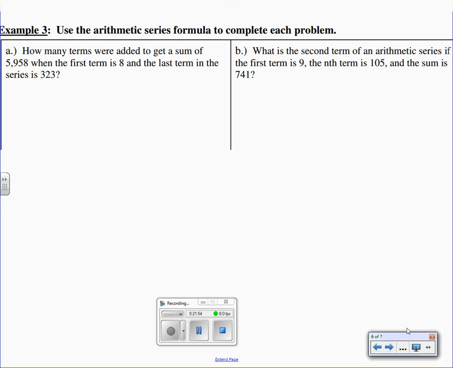How many terms were added to get a sum of 5,958 when the first term is 8 and the last term in the series is 323? What word do you think I want you to circle? Sum. Circle the word sum. That tells me I'm going to use the purple formula, because it's talking about sum. S stands for sum. Do I already know what the sum is? Yes, what is it? So that's going to go in the S spot.